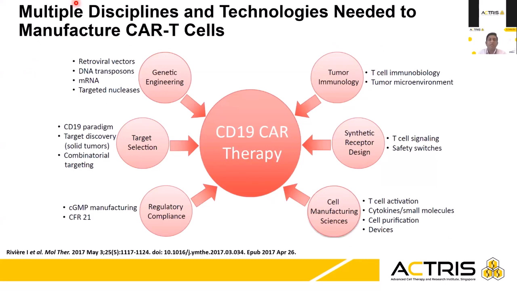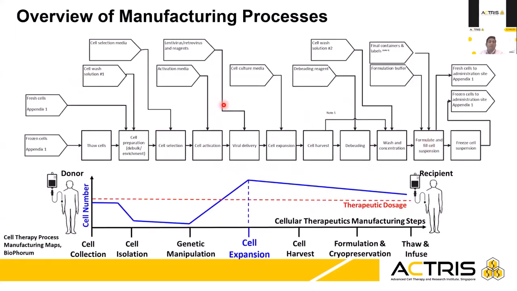In terms of manufacturing, there are various challenges that we have to overcome. For example, multiple disciplines and multiple technologies are needed to manufacture CAR T cells. Over here, as you can see, genetic engineering, target selection, regulatory compliance, cell manufacturing science, synthetic receptor design, as well as tumor biology all play a key role when you're trying to bring together a CAR T cell manufacturing process for patient use. Just to give you an overview of how the manufacturing process looks.